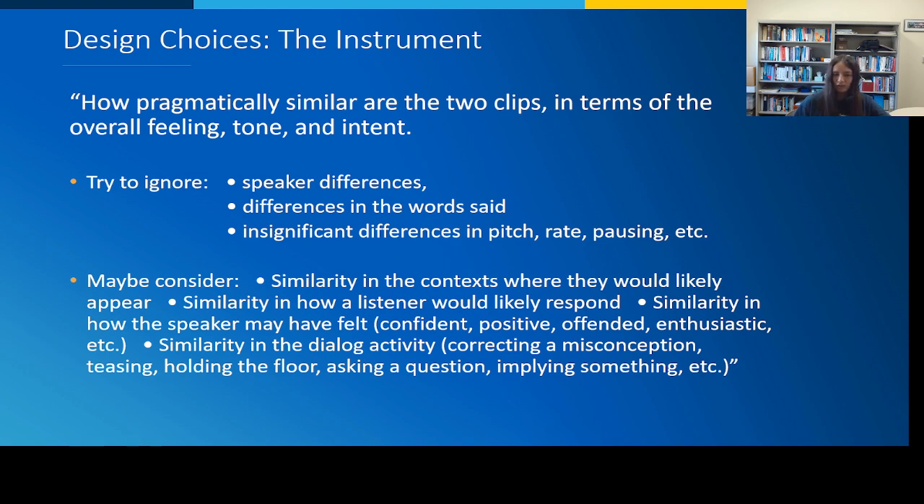We already went over the question we asked the participants, but in order for them to understand what we were really looking for, we had training sessions and discussion sessions. We really tried to drill in the idea that we're focusing on the pragmatics. So we told them to ignore speaker differences, differences in semantics, differences in the way they talk, and to focus on pitch, rate, pausing, etc.